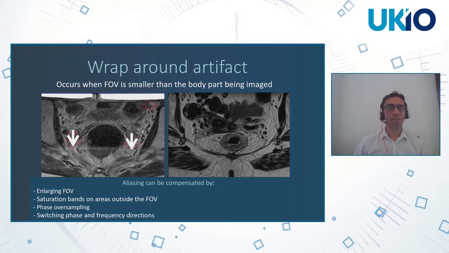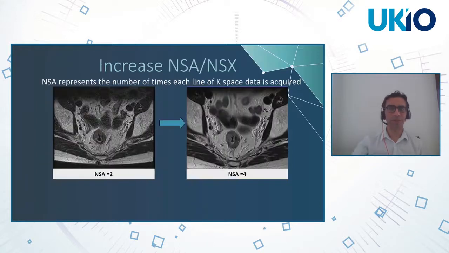Aliasing in MRI can be compensated by enlarging the field of view, using saturation bands on areas outside the field of view, phase oversampling, as we see in this example, and switching the frequency and phase encoding directions.